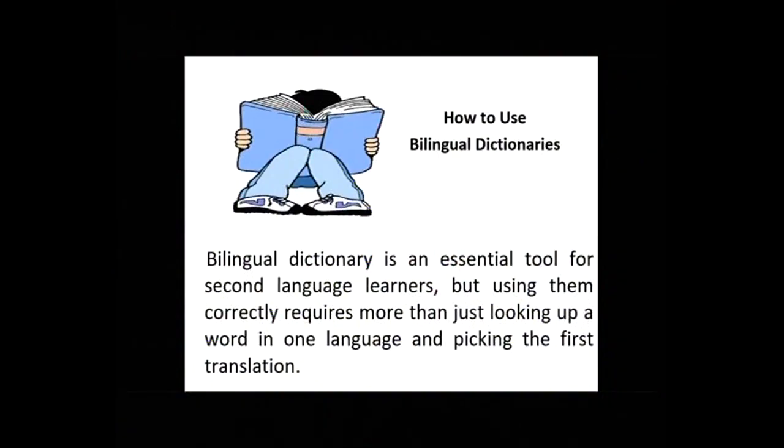So a bilingual dictionary is an essential tool for second language learners, but using them correctly requires more than just looking up a word in one language and picking up the first translation.